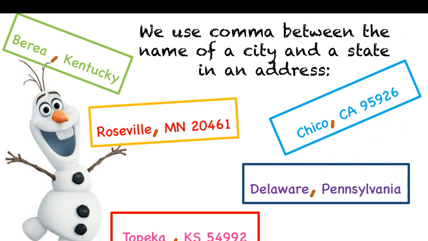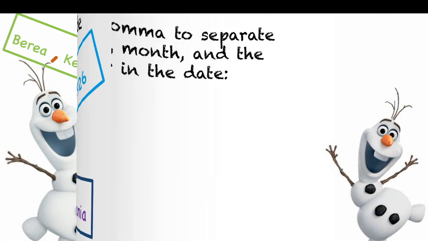And the last one, you have only two parts, city and the state. Delaware, Pennsylvania. Delaware, it's a city. Pennsylvania, it's a state. Where will I put the comma? Between the city and the state, or after the city, right here. So this is how we use a comma in an address.